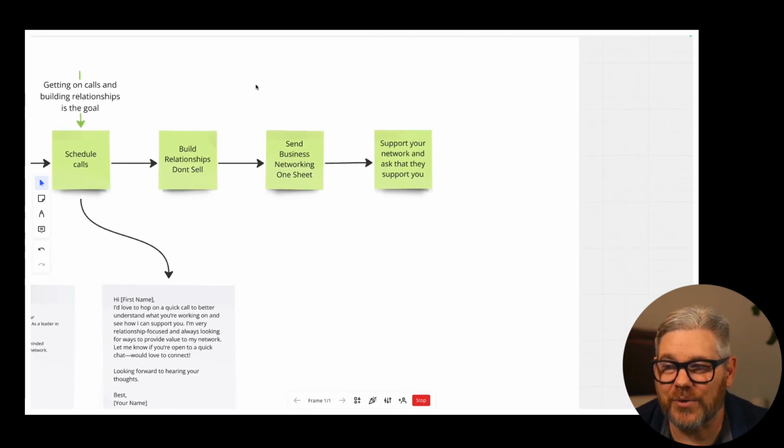After you have that first call with them, you want to turn around and send them the overview of your company or your business networking one sheet, whichever one applies. And then lastly, you want to support your network and ask that they support you.